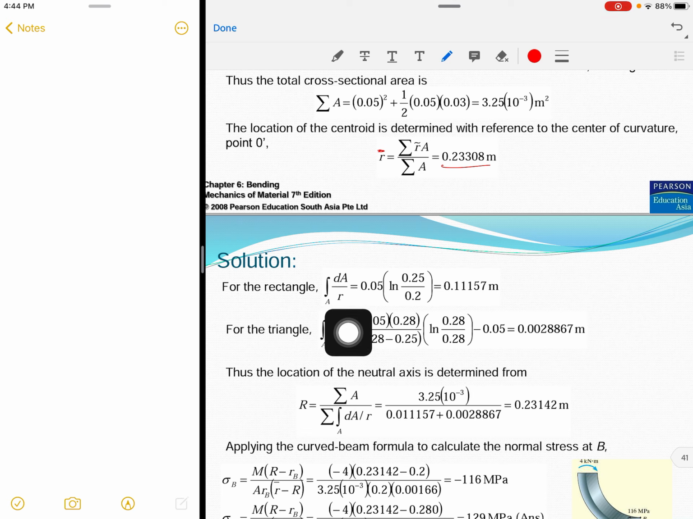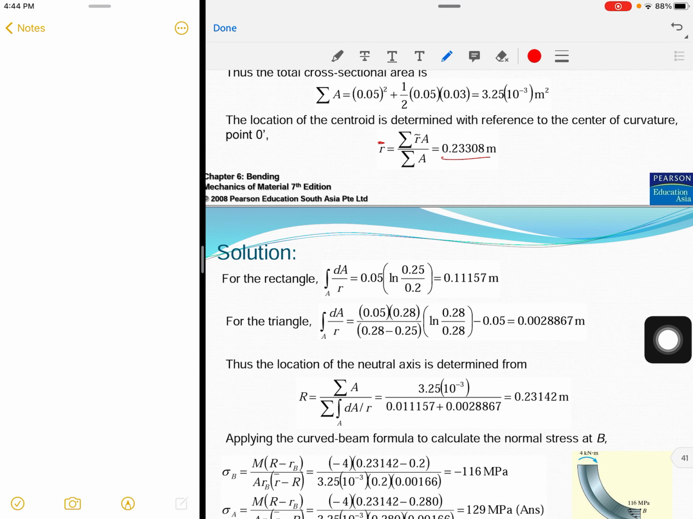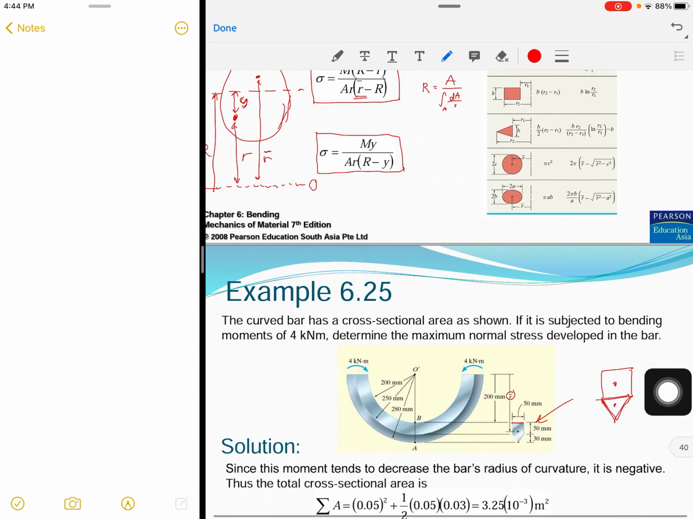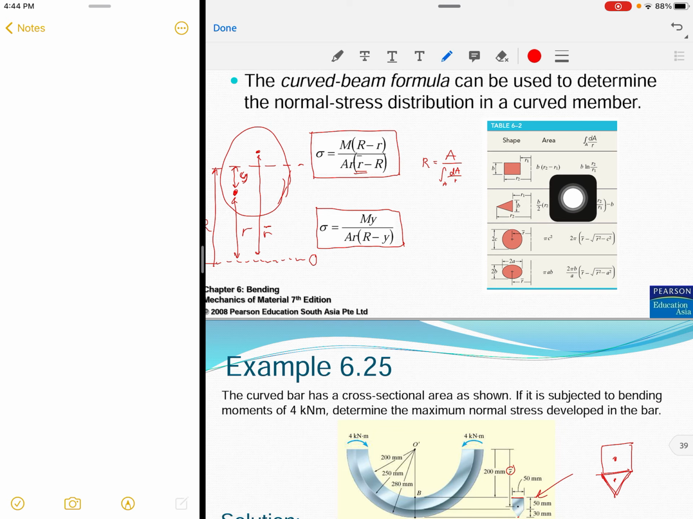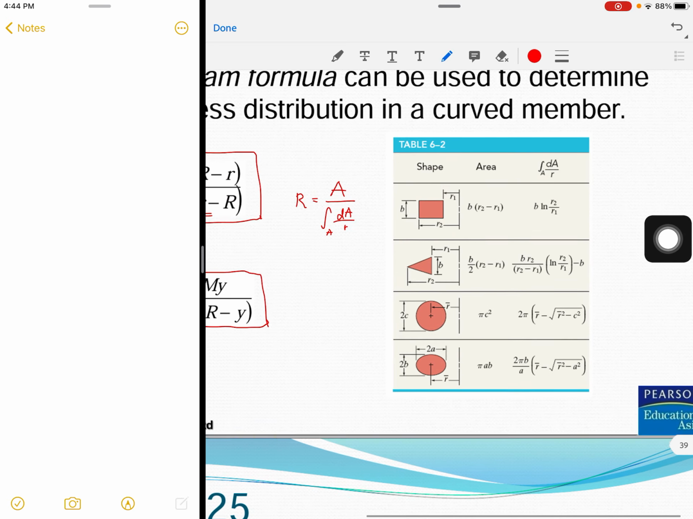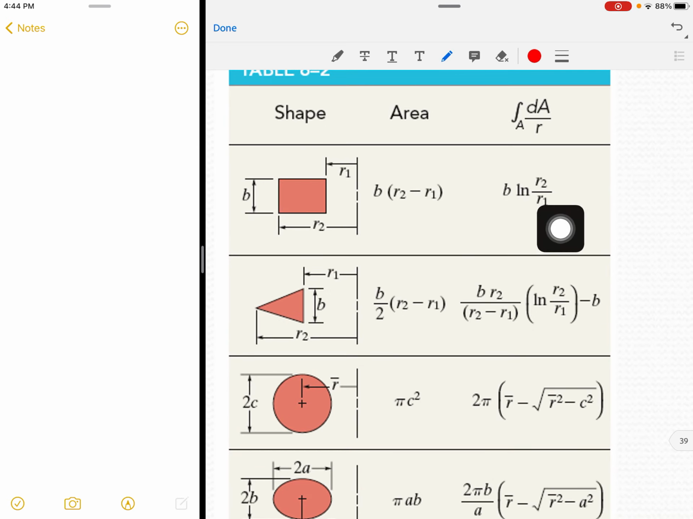For the rectangle, where do we get this from? It is from the table. For the rectangle we use this formula, and for the triangle we use a different formula. The formula is right here. This is for the rectangle, B ln R2 over R1. So R2 is this one, R1 is this one. Make sure you measure correctly. And for the triangle, R2 is this one and R1 is this one.